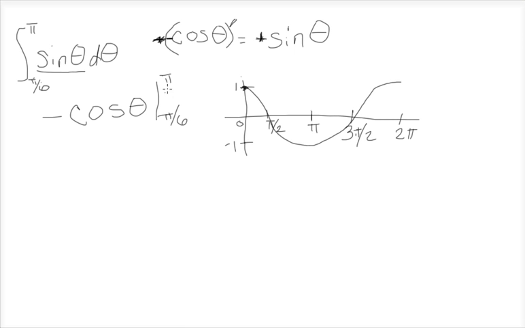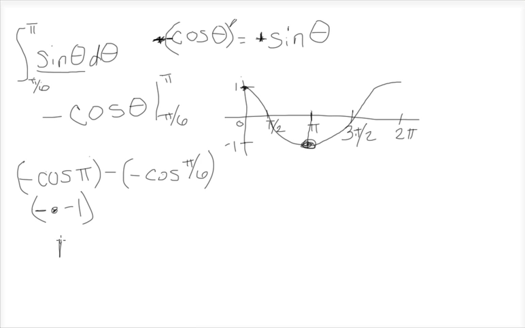So basically what we need to do is plug in pi and pi over 6 into our theta and subtract those results. So what I have here is negative cosine of pi, put that in parentheses, and I'm going to subtract that away from negative cosine of pi over 6. So cosine of pi, we see it on the graph here, the cosine of pi is negative 1. So the cosine wave at pi is equal to negative 1. This will be negative times negative 1, which is just positive 1.